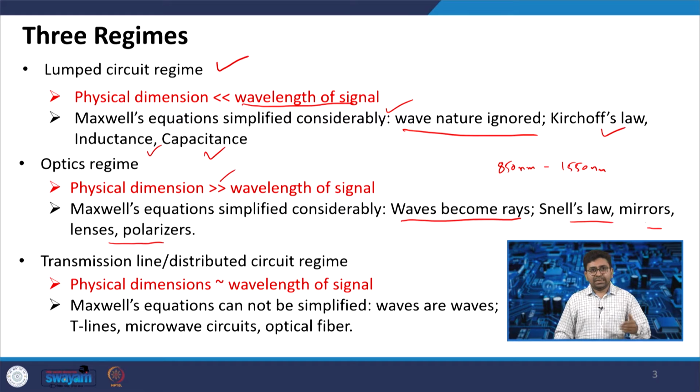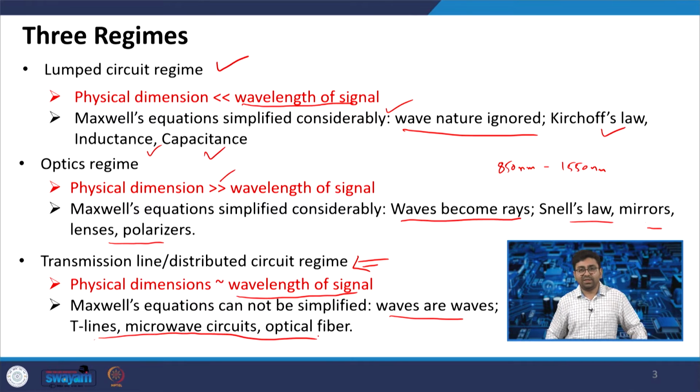Now, the third regime, where most RF circuit designers will be, is a very important regime: the transmission line or distributed circuit regime. In that case your physical dimension is comparable to the wavelength of the signal, and you cannot ignore Maxwell's equations. They cannot be simplified, and waves are waves, in transmission lines, microwave circuits and optical fibers. So, all these things you should consider. You cannot ignore Maxwell's equations.